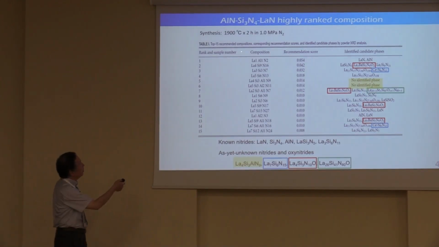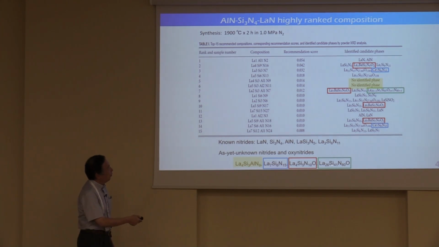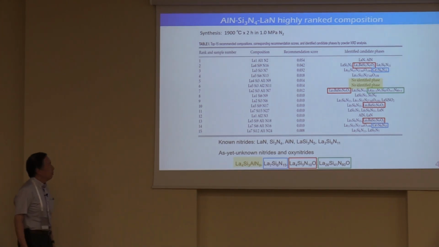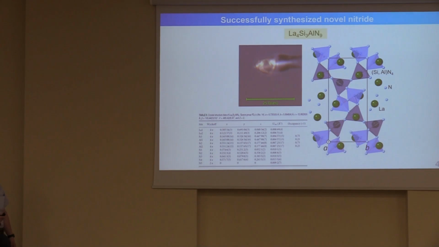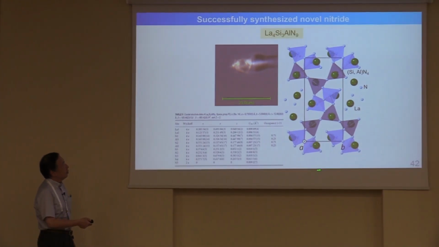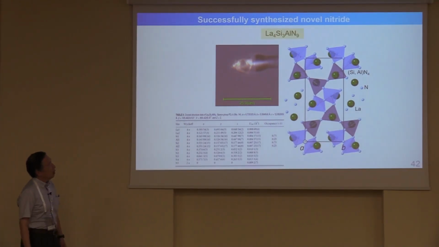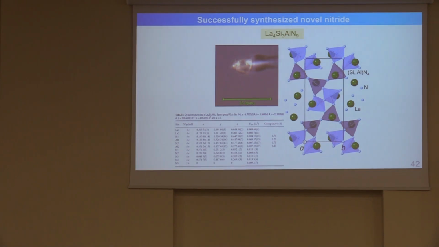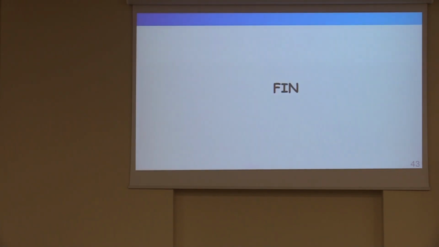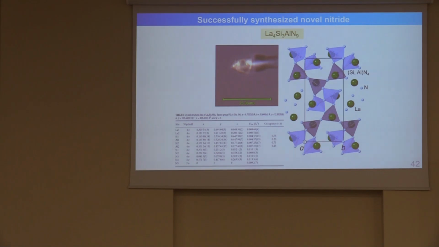And they did pinpoint synthesis and actually discovered 4 as yet unknown nitrides and oxynitrides. This is still a tiny crystal, but they already succeeded in making the crystal structure analysis, chemical composition analysis, and so on, a detailed analysis of this crystal structure. Okay, so this is the end of my talk.